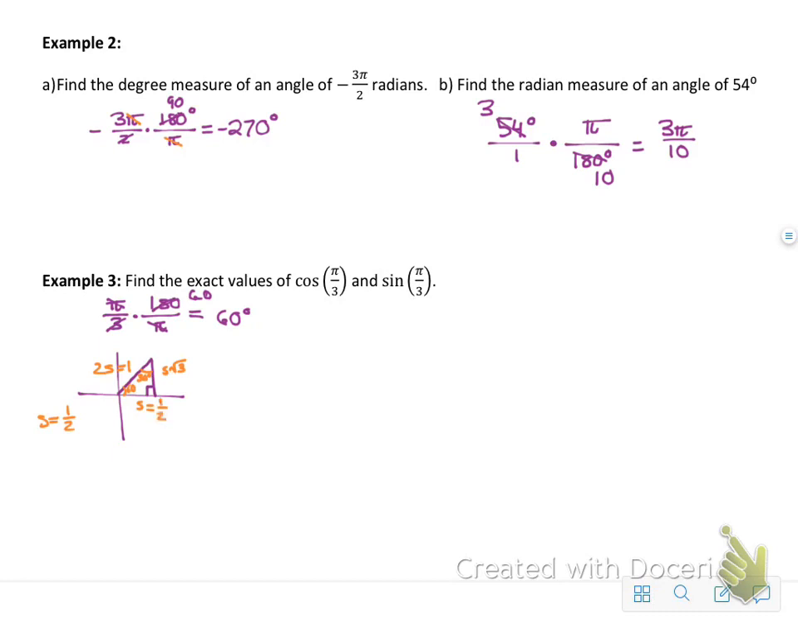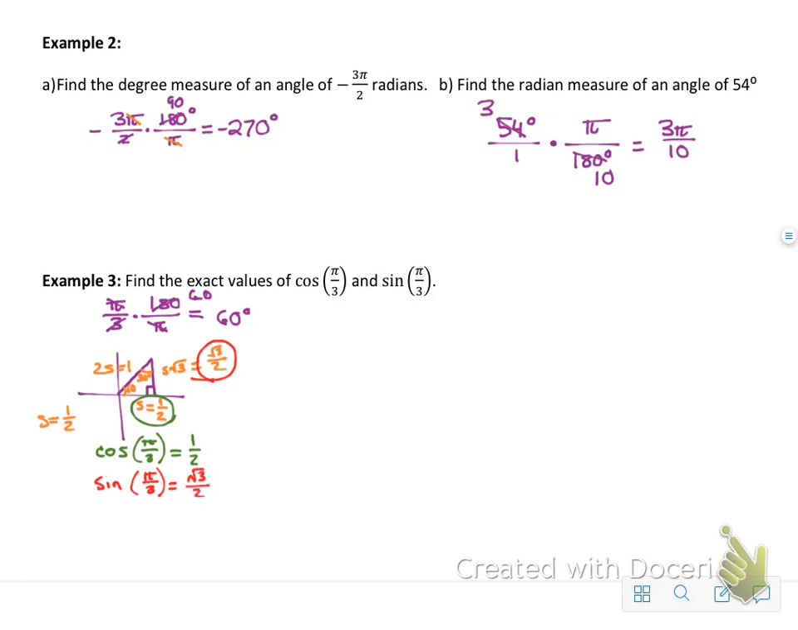And if I plug in 1/2 for s in s root 3, we end up with root 3 over 2, because it'd be root 3 times 1/2. Don't forget, from last time, cosine is the x, so this is going to be cosine, and this is going to be sine. So cosine of pi over 3 is going to equal 1/2, while sine of pi over 3 is going to equal root 3 over 2.